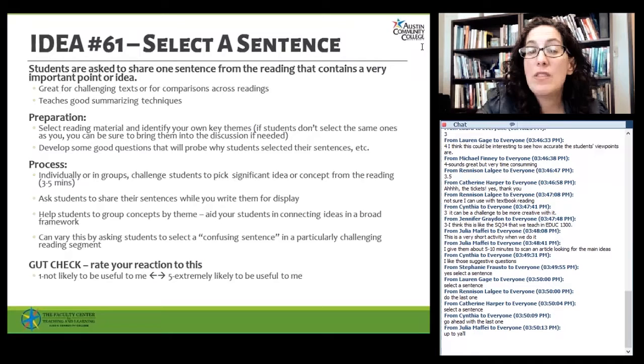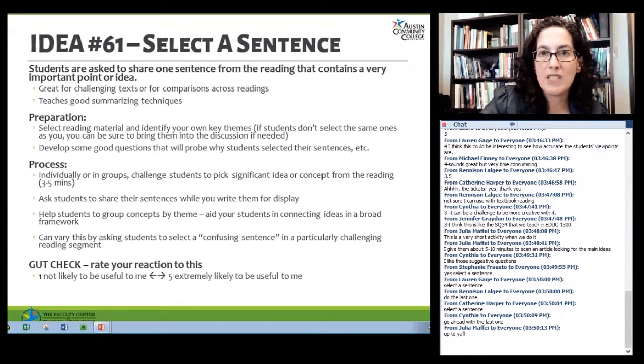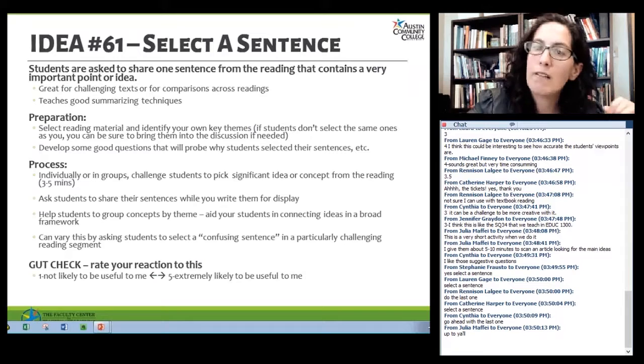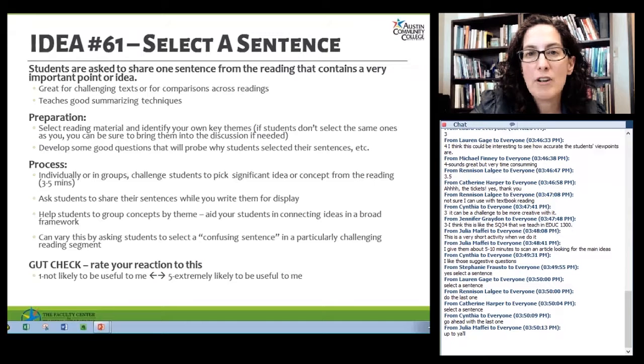Okay, so this one, select a sentence, is another one that I've used as a ticket to come to class or as a ticket to leave class, but it's a really fun thing to do. So students are basically asked to, in a reading of whatever length, find one sentence that was particularly important or meaningful to them. And then they have to basically summarize it in their own words and share something about it.